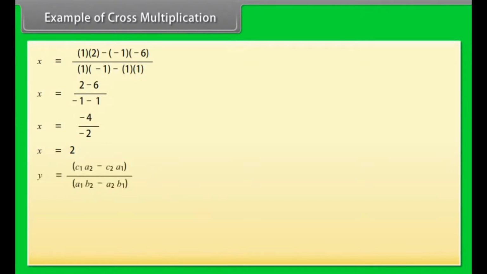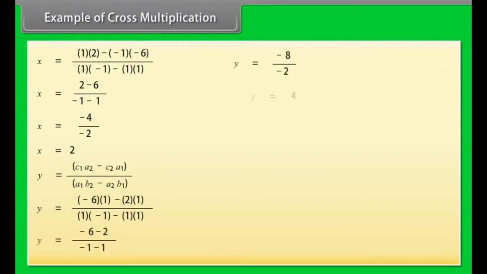y is equal to c1a2 minus c2a1 upon a1b2 minus a2b1. Now by substituting the values, we get y is equal to minus 6 into 1 minus 2 into 1 upon 1 into minus 1 minus 1 into 1. By calculating, we get y is equal to 4. Therefore, the solution is 2, 4.